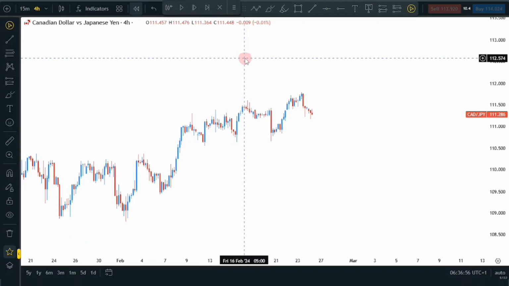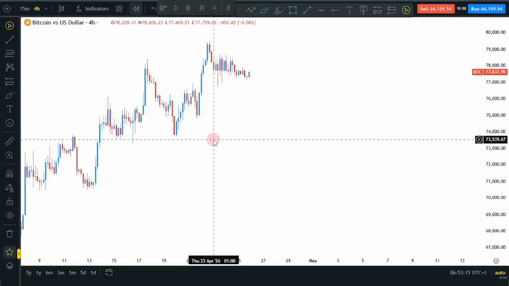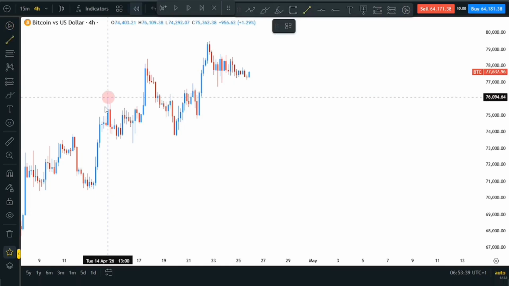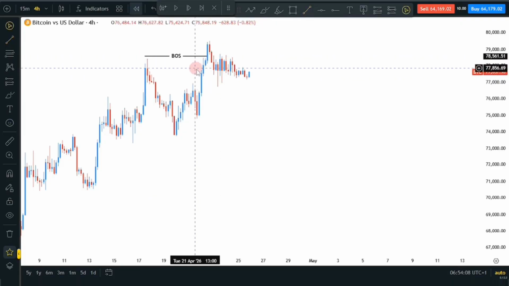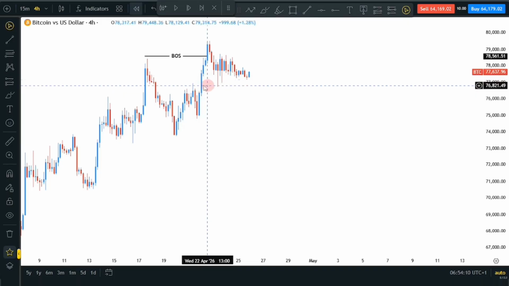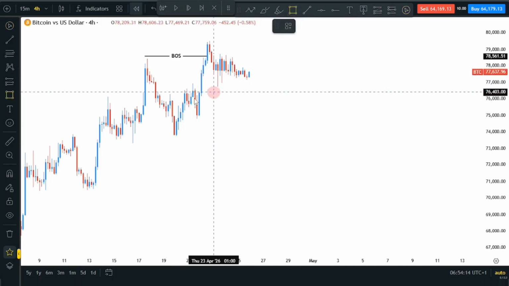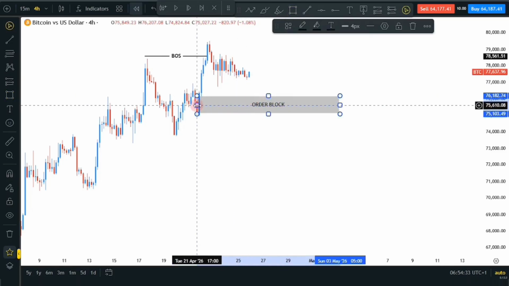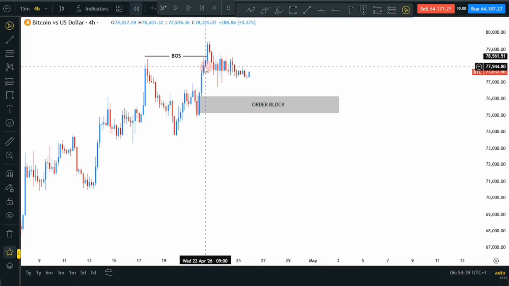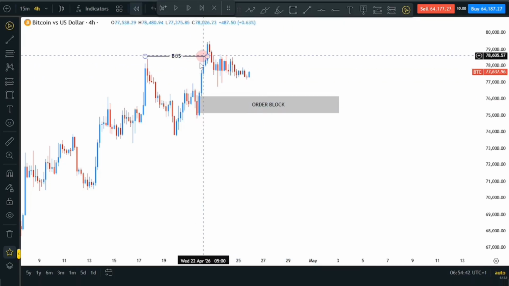For the first example, we are going to be using the chart of Bitcoin USD. Currently, you can see it is obvious the market is in an uptrend. It is currently breaking structure to the upside. You can see there is this break of structure here, but before the break of structure occurred, there is an order block here. That is the last bearish candle before this impulsive move, which caused this break of structure.